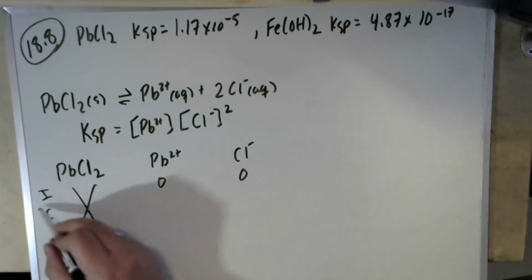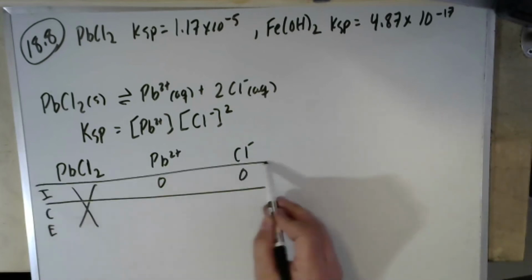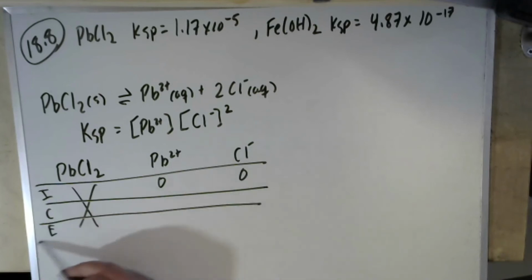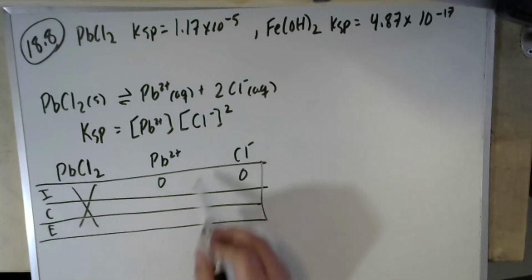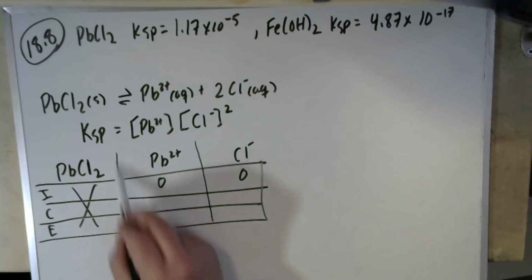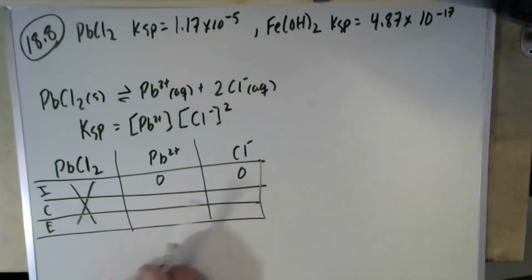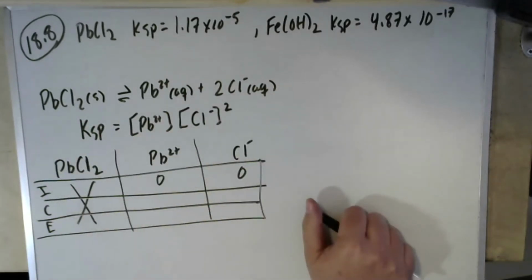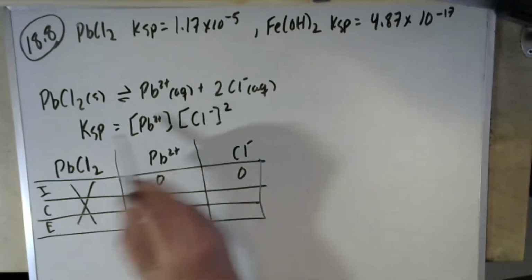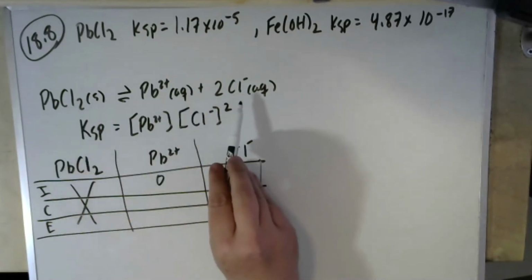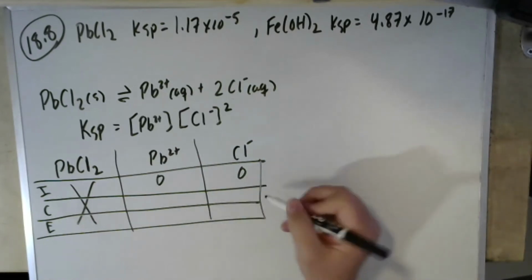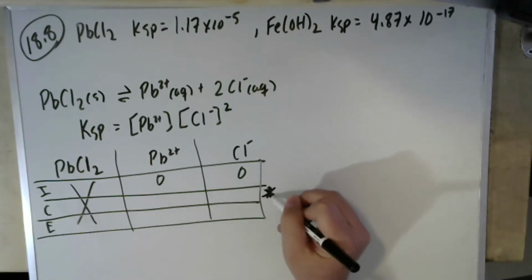This is a little bit different than our normal ICE tables, because in our normal ICE tables we usually have something to start with. In this ICE table we're not going to have any of either of the ions to start with. We're going to start with zeros for both of them, and we're going to see how they change. We're going to look back at our balanced equation to really focus in on this change. The molar coefficients of this dissolution process become very important in this particular step in the ICE table.